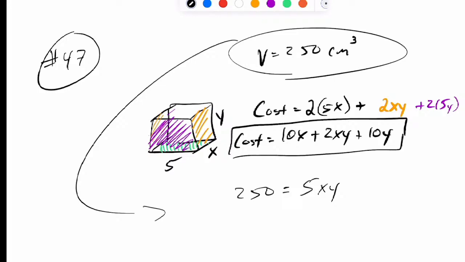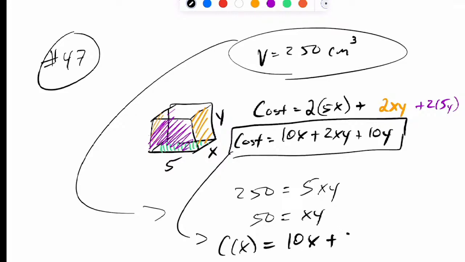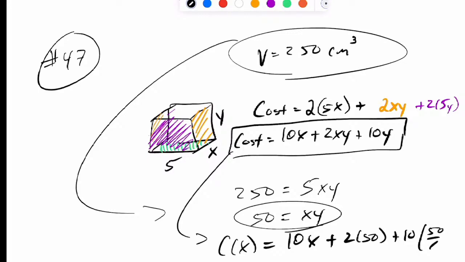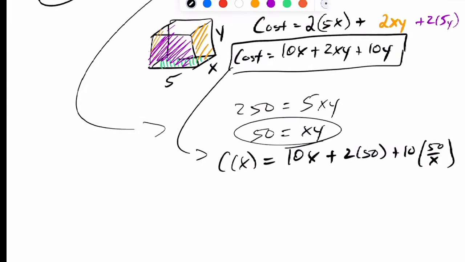Therefore, 50 equals xy. And you can make this quite simple. This is your cost function as a function of x. I've got 10x plus 2. I know x times y is 50, so I can get rid of the xy and put a 50, plus the 10. I can replace the y with 50 over x. So you can make your cost function fairly simple.